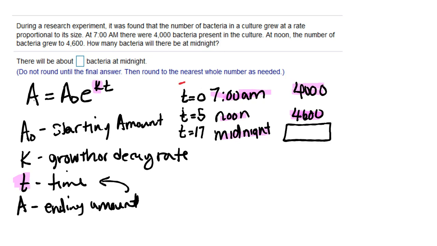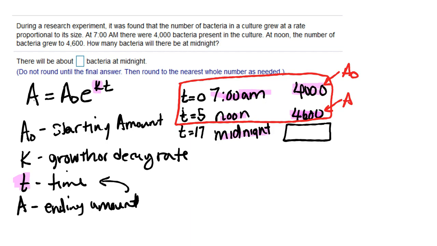So what we're going to do is focus on just these pieces of information here so that we can figure out what that growth rate is. I'm going to use the 4,000 as my starting amount, the 4,600 as my ending amount, and t equals 5 as my time, and I should be able to solve for the growth rate. So I have A equals A naught e to the kt.